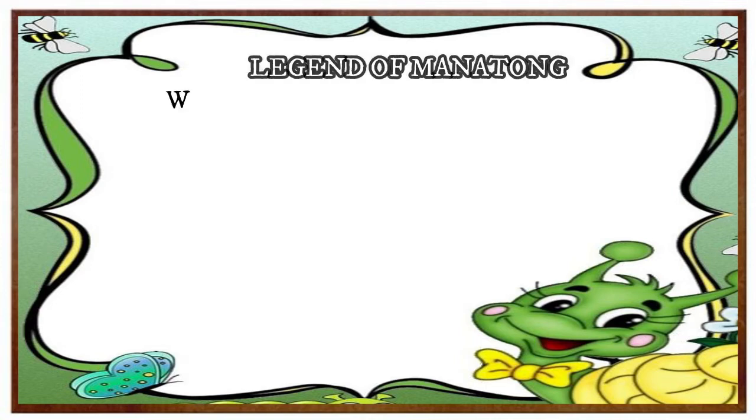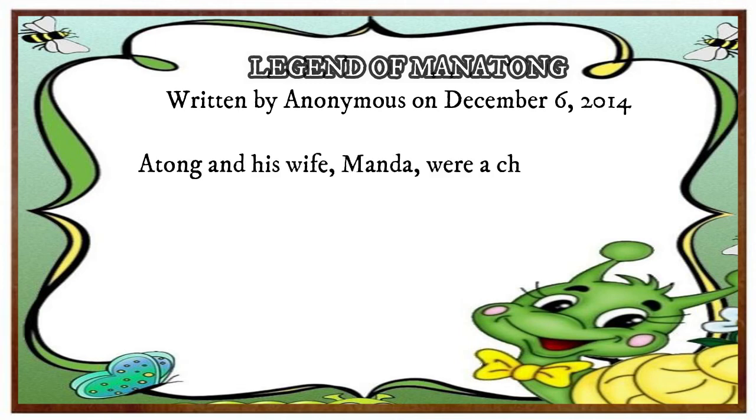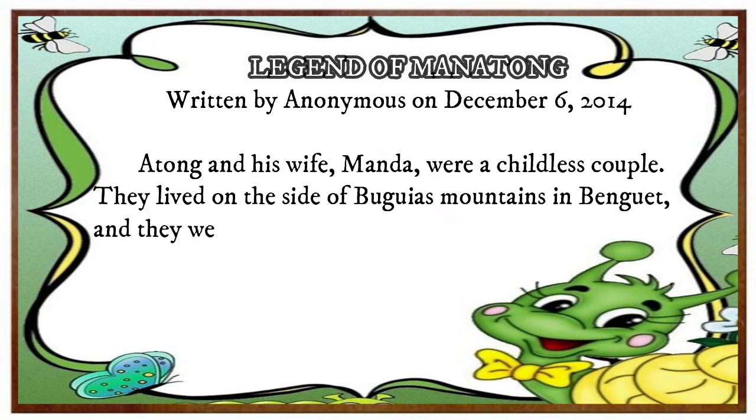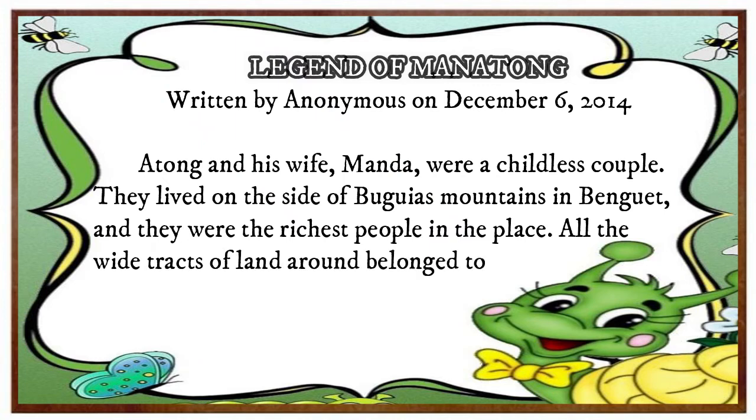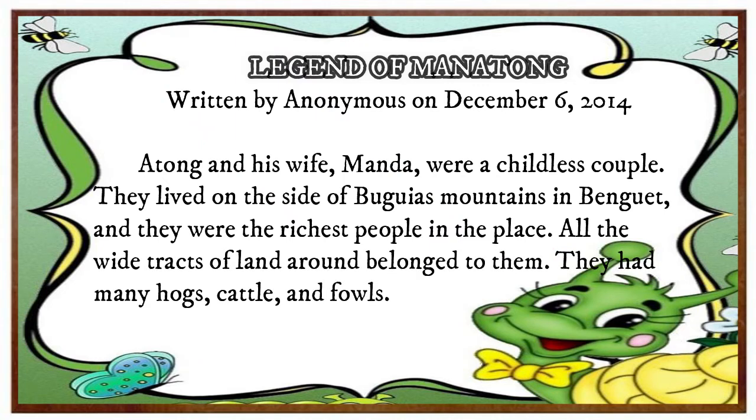Let's read a short story and try to analyze the characters later. The Legend of Manatong, written by Anonymous on December 6, 2013. Atong and his wife Manda were a childless couple. They lived on the side of Bugis Mountains in Benguet, and they were the richest people in the place. All the wide tracts of land around belonged to them. They had many hogs, cattle, and fowls.